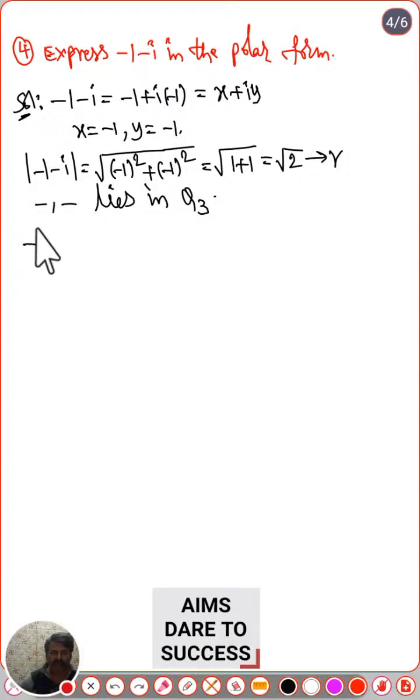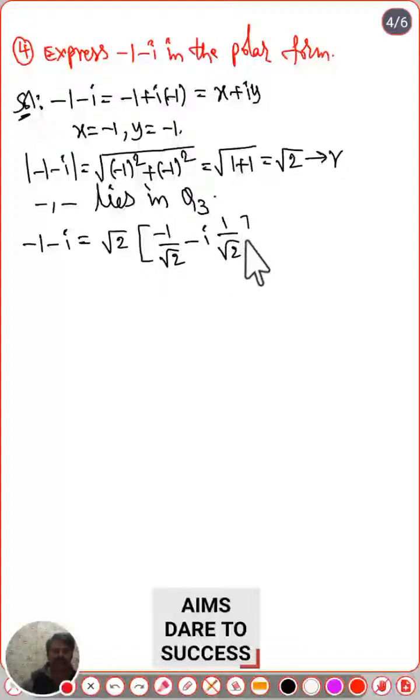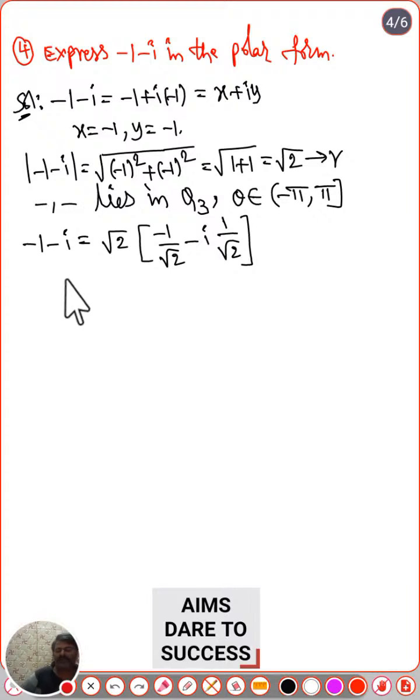Multiplying and dividing, given value minus 1 minus i is equal to root 2 multiplied outside, minus 1 by root 2 divided inside, minus i into 1 by root 2. Write it. Third quadrant means theta belongs to open interval minus pi to closed interval pi. Minus 180 is not included; the closed interval goes up to 180 only. According to this idea we can write it.